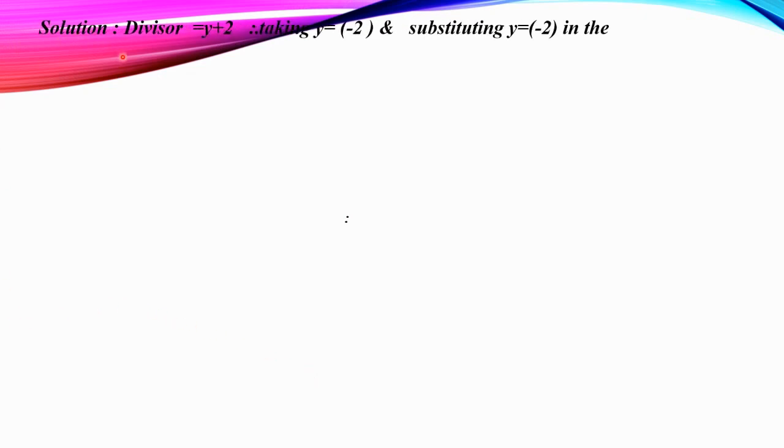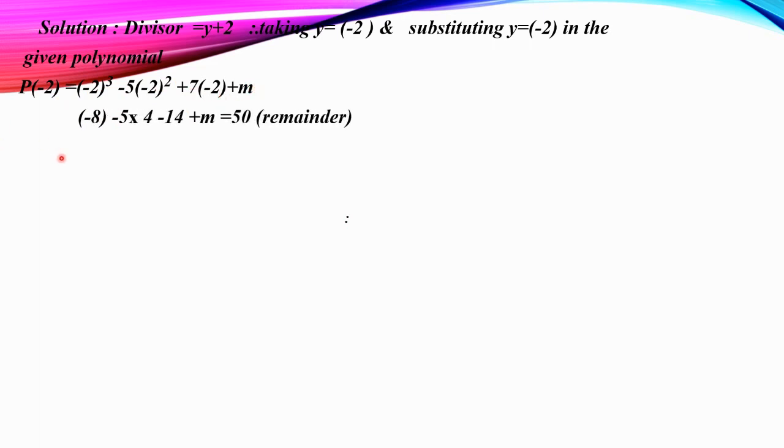Solution. Divisor is y plus 2. Therefore, taking the opposite of plus 2, we get y is equal to minus 2. Substituting y is equal to minus 2 in the given polynomial, p(-2) will be equal to (-2) raised to power 3 minus 5 multiplied by (-2) raised to power 2 plus 7 multiplied by (-2) plus m. Now, p(-2) is already given, that is equal to 50, and that is the remainder.